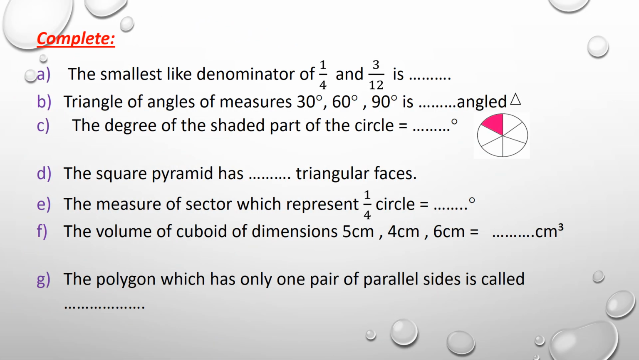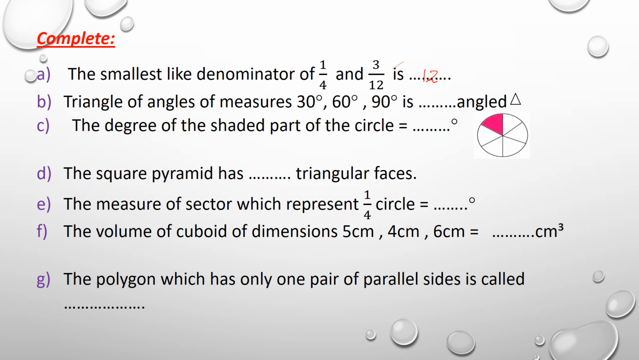Complete. The smallest like denominator of 1 over 4 and 3 over 12. First look at the biggest denominator. It's 12. Is it divisible by 4? Yes, it's divisible by 4. So the smallest common denominator equal 12. And these questions can be found as LCM, the LCM of 1 over 4 and 3 over 12. I'm going to write here 12 because the smallest common denominator is 12.